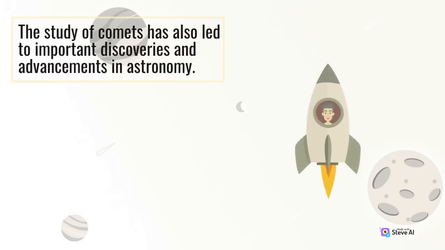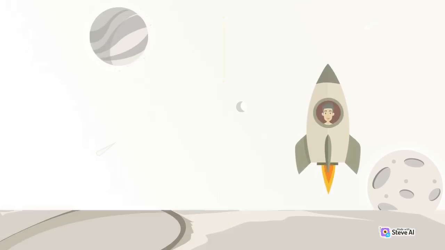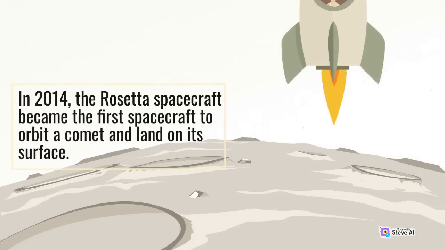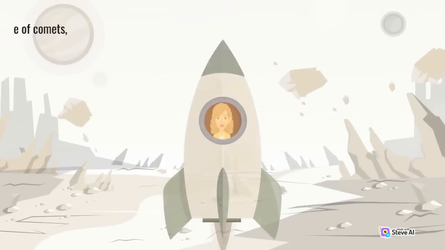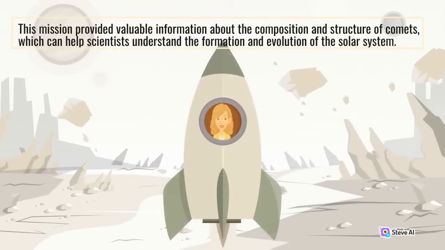The study of comets has also led to important discoveries and advancements in astronomy. In 2014, the Rosetta spacecraft became the first spacecraft to orbit a comet and land on its surface. This mission provided valuable information about the composition and structure of comets, which can help scientists understand the formation and evolution of the solar system.